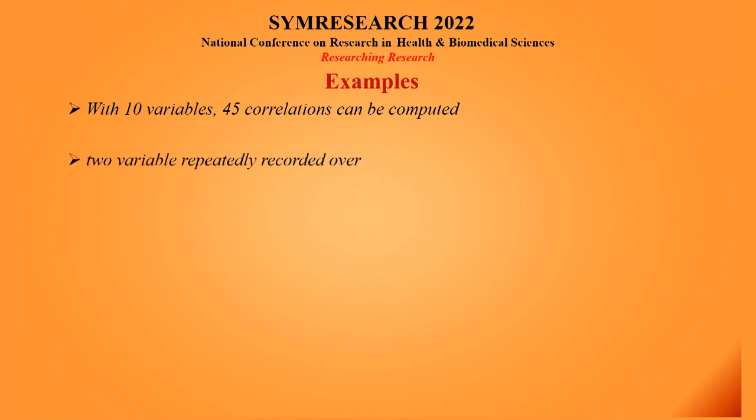Second example is two variables repeatedly recorded over time, right? You have two variables, you have recorded today, you have recorded tomorrow, right? So, serial measurements. This is another example of correlation coefficient. Now another example is you have a heterogeneous group. In your sample, you have some pregnant women, and in them the relationship between two variables, and you have another subsample of hypertensive men, in them too, and you have combined the two and looked at the correlation coefficient. These are the situations where people have used correlation coefficient.